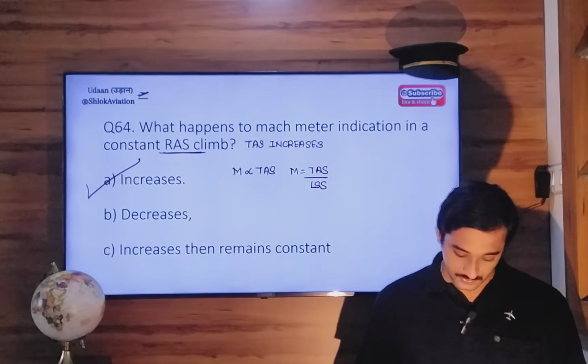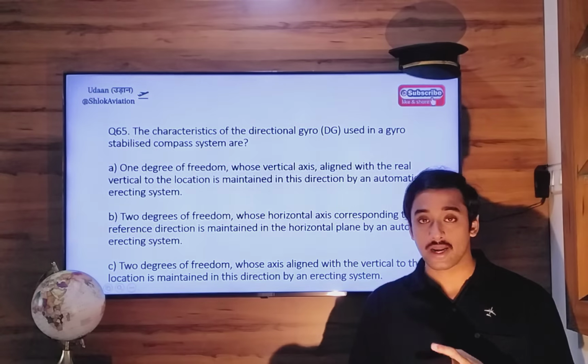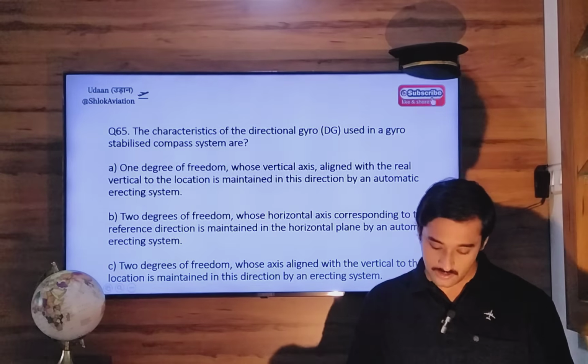Now, question 65, a factual question. Make sure that you read all the gyroscopic chapters from your RK Bali book, especially the degrees of freedom, number of gimbals, what kind of gyros they use, like that.